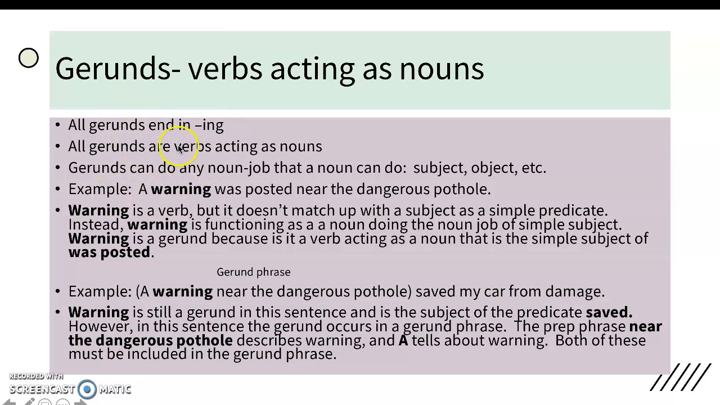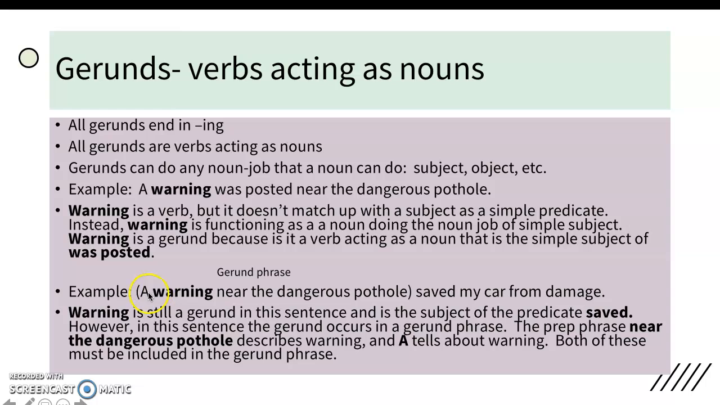Let's take a look at this example. A warning was posted near the dangerous pothole. Warning is a verb. In this particular sentence, though, it's functioning as the subject of was posted. Who or what was posted? Warning. So when a verb is functioning as a noun, has the ing ending, we know it's a gerund. All right? And that gerund is doing the noun job of being a simple subject.